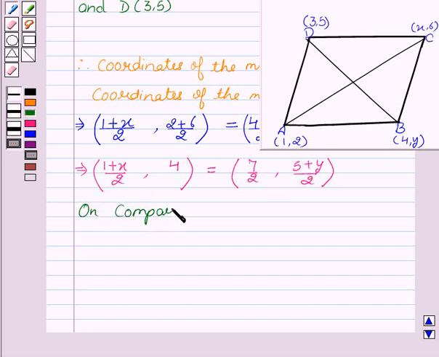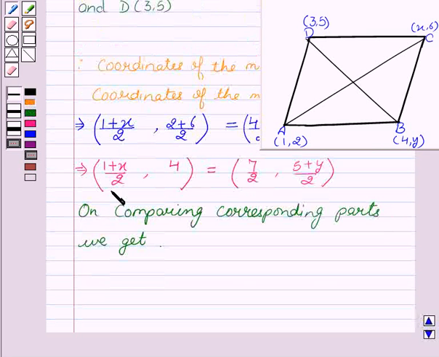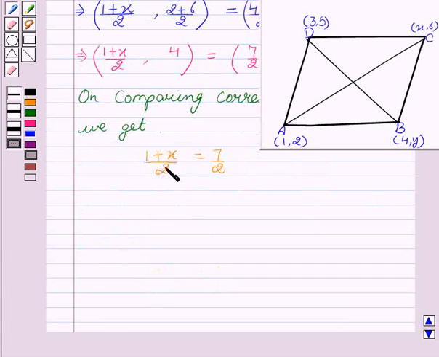Now, comparing the corresponding parts, we get (1 plus x) upon 2 equal to 7 upon 2. Here we see that the 2s cancel out, and this implies 1 plus x equals 7. This implies x equals 7 minus 1. Therefore, x equals 6.